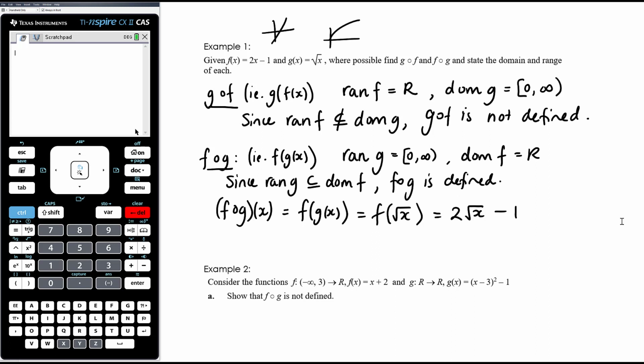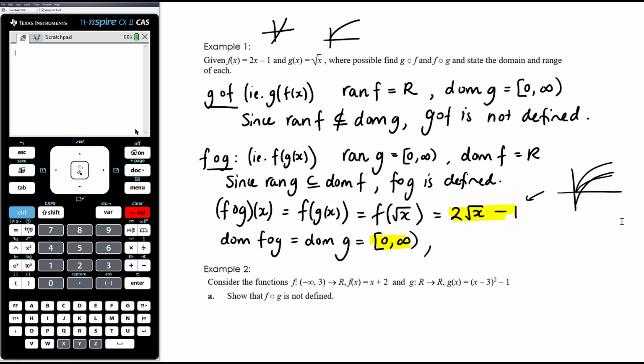The domain of fog is equal to the domain of the inside function, which in this case is g. And g is our square root function, so its domain goes from 0 to infinity. And then we want to think about this domain coupled with this rule in terms of what that means. So thinking about this, it is 2 times the square root of x minus 1. So it's the square root graph dilated by 2 from the x-axis and translated down by 1.